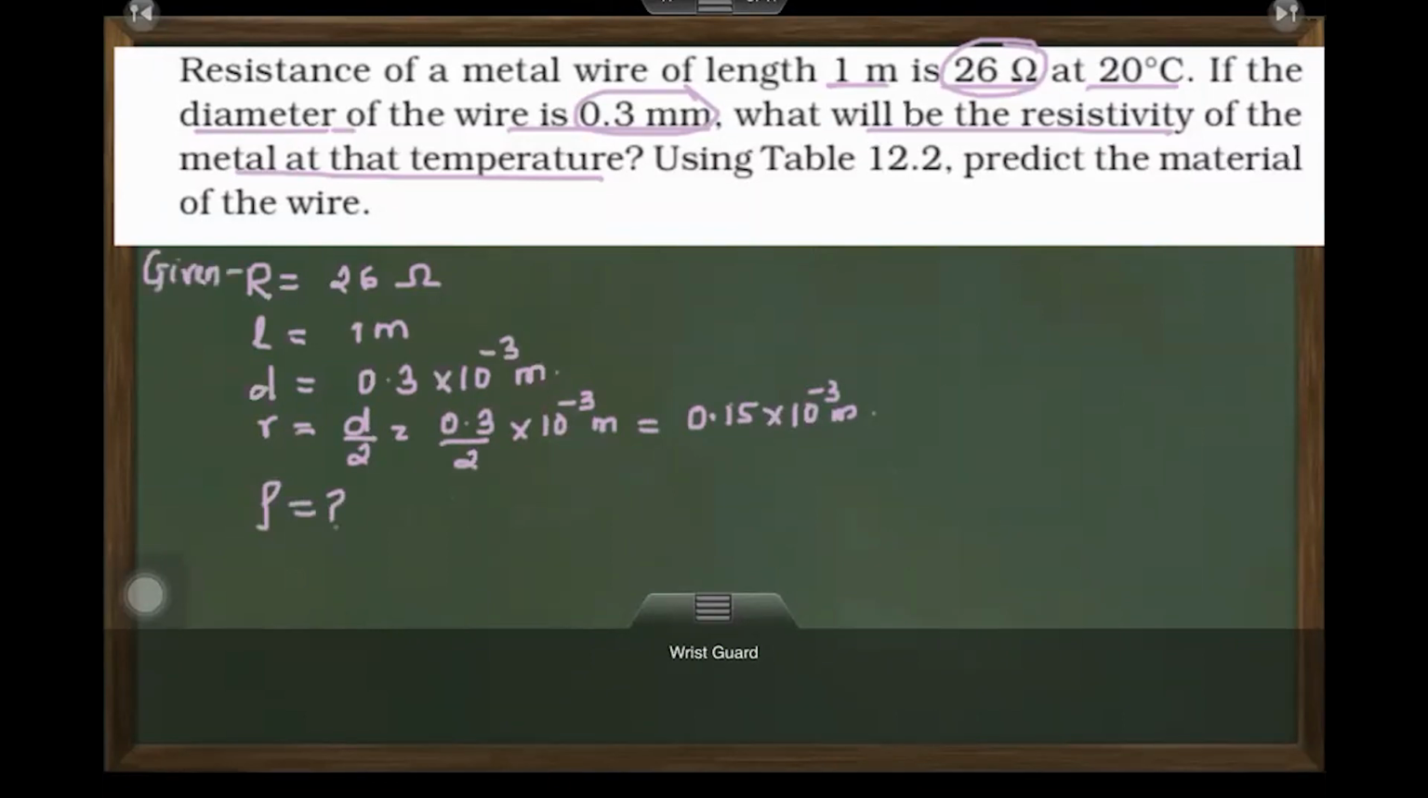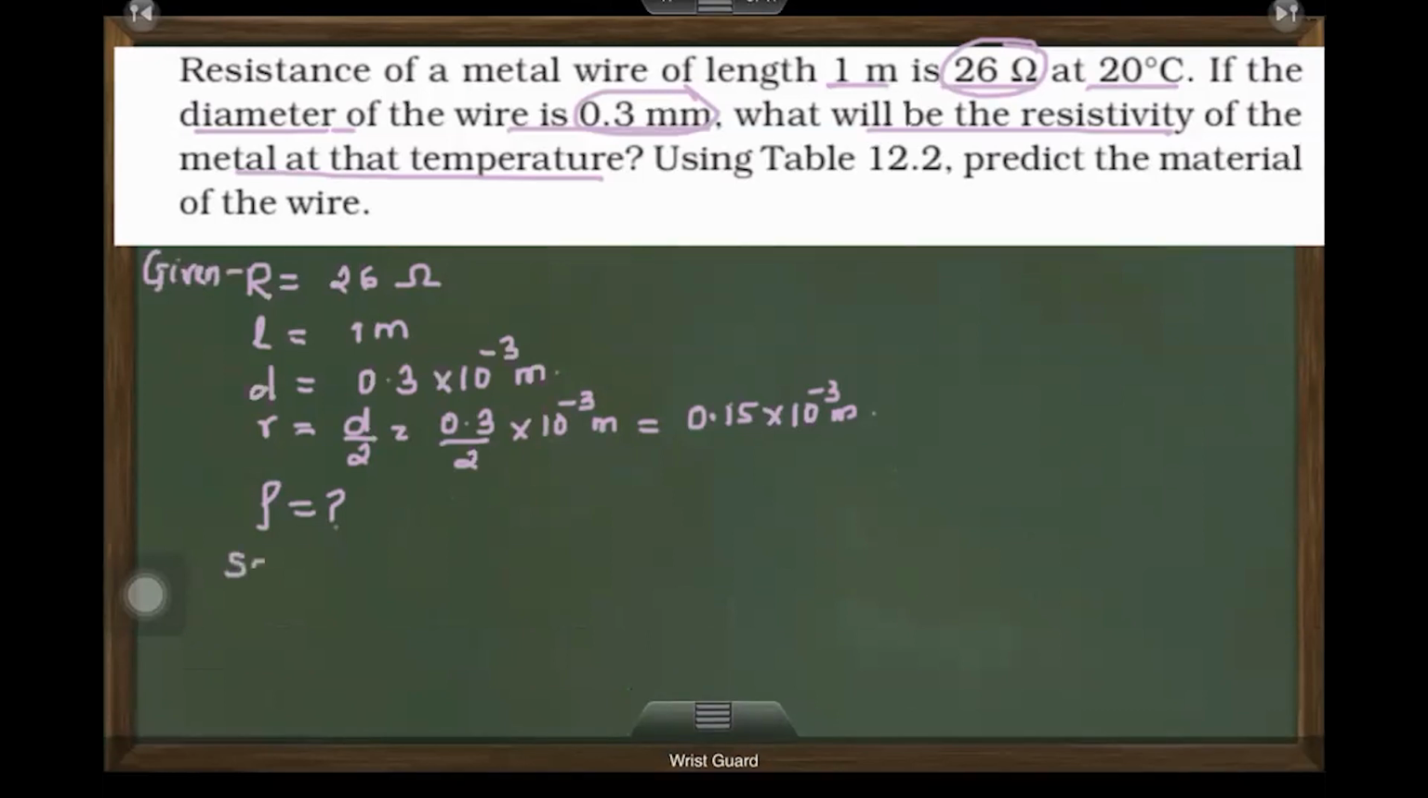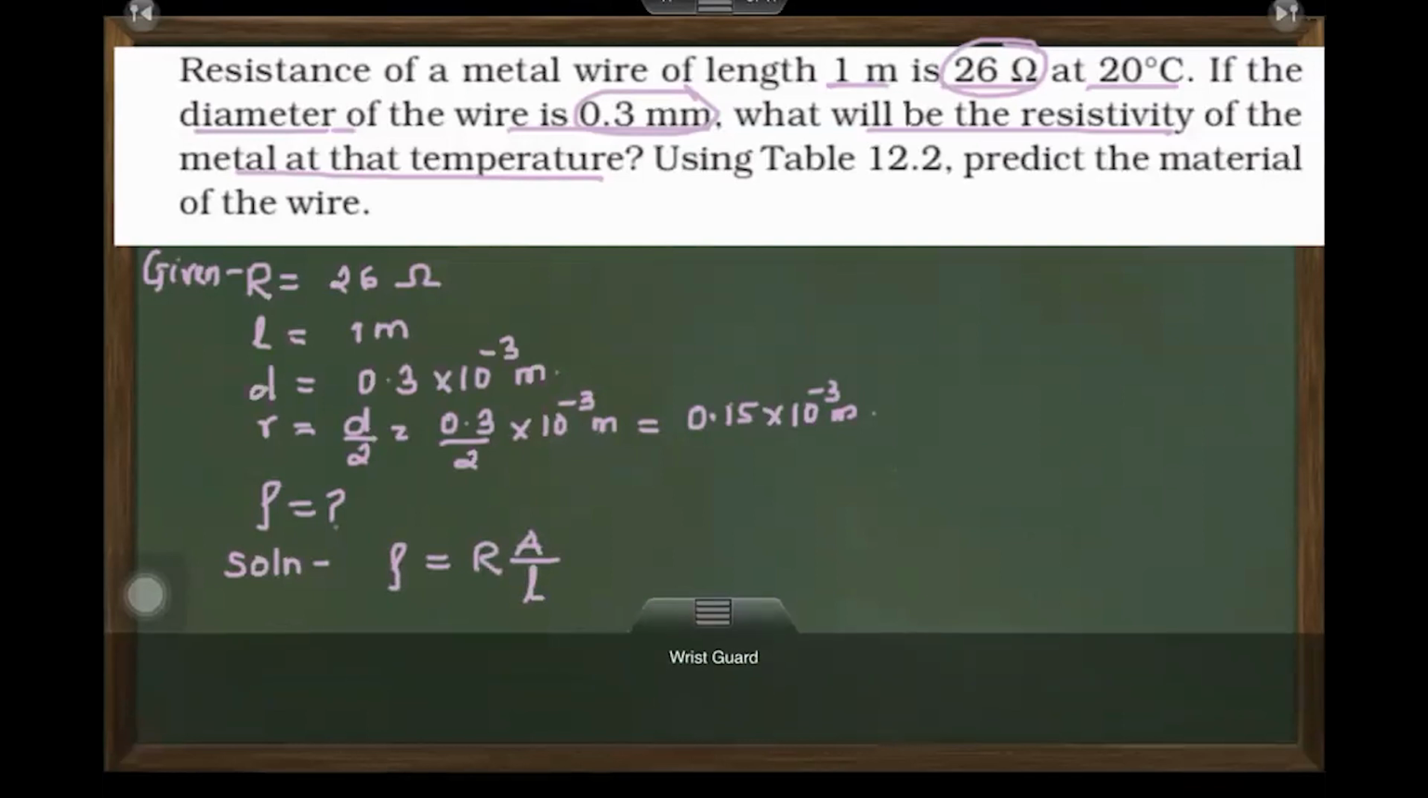Now, when we are going on solution, what can we do? We have to write the formula of rho. Rho is equal to RA upon L. See here, a metal wire, any wire, generally the wires are of this shape and their cross section will be circular.